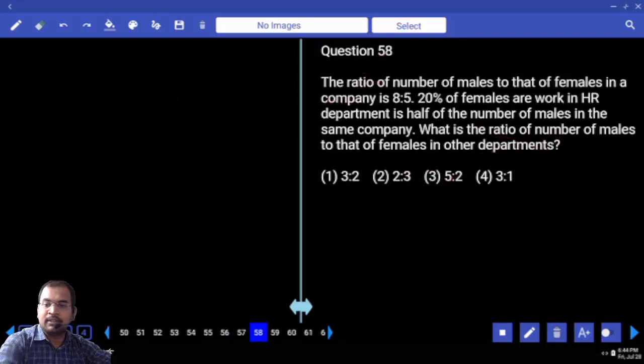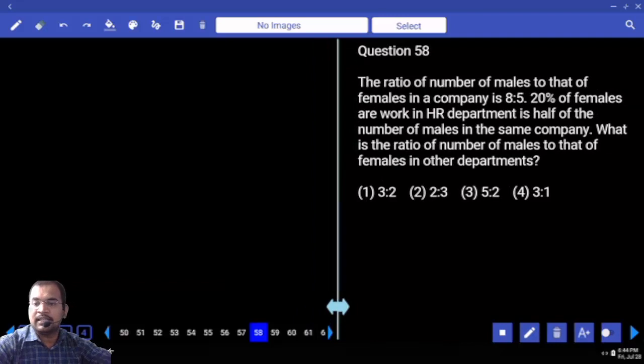Next. Are you ready? The ratio of the number of males to that of the females in a company is 8:5. Okay. 20% of the females are working in the HR department, which is half of the number of males in the same company. Underline that. What is the ratio of the number of males to that of the females in other departments? They are asking about other departments.